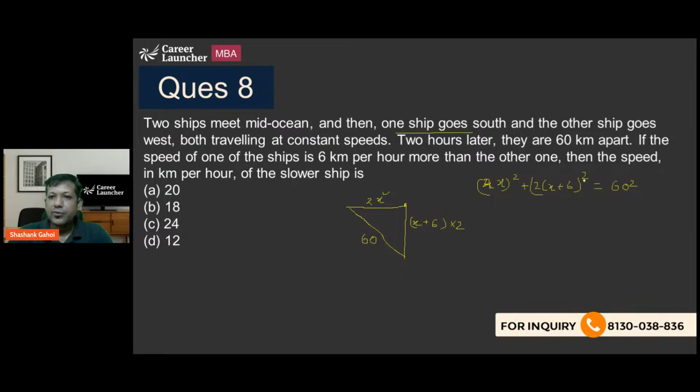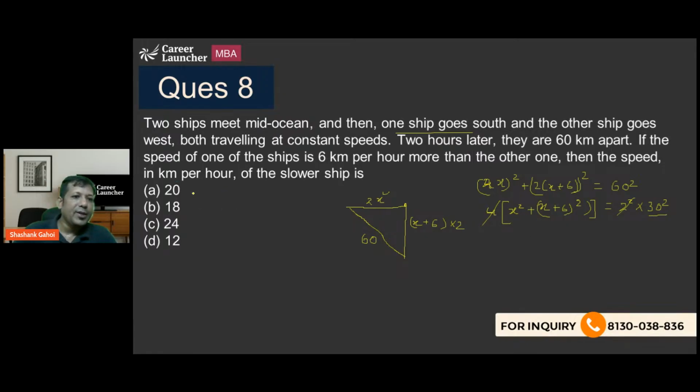So this is the tricky scenario that we need to figure out. To solve this, I'm going to take 2 square common, that is 4. That is going to be x square plus (x plus 6) whole square, and that is equal to 2 square into 30 square. So 2 square cancels out, so it is going to be 30 square.